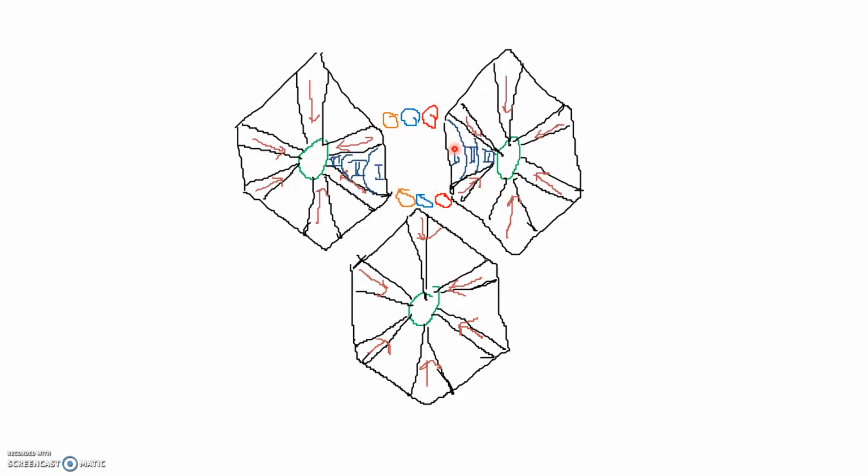Okay, so in this model, we are actually trying to classify the hepatocytes into three zones according to the oxygen content of the blood as it passes through the sinusoid. So this type of classification is also known as the hepatic acinus model.